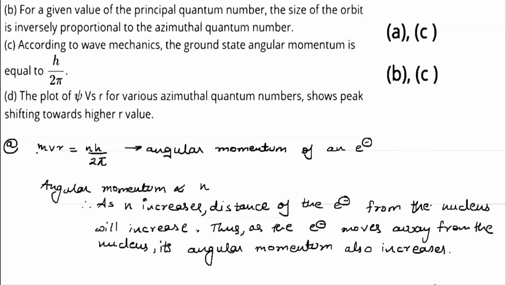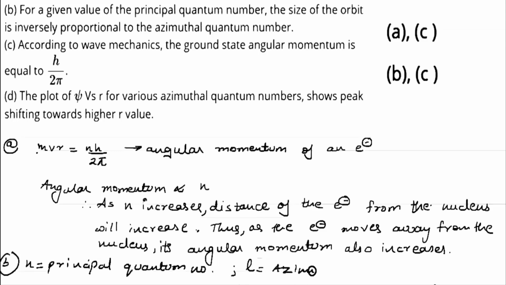Let us move on to the B statement. What is the B statement saying? The B statement says that for a given value of the principal quantum number n, the size of the orbit is inversely proportional to the azimuthal quantum number. Now, the principal quantum number is n, which indicates the shell number of an electron. And l, small l, is the azimuthal quantum number.